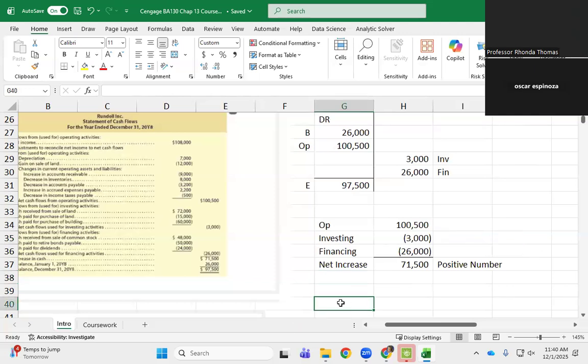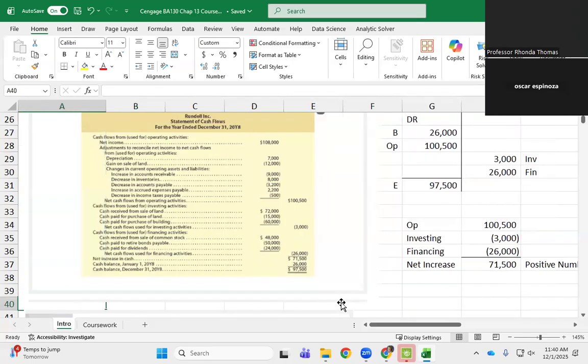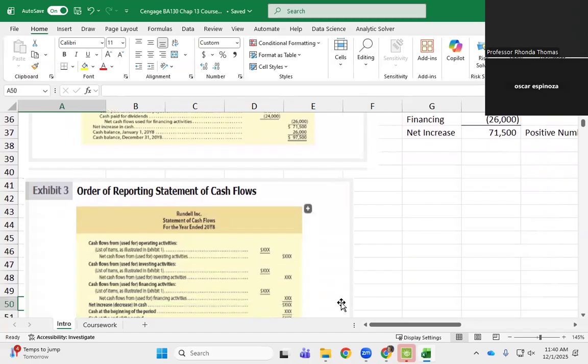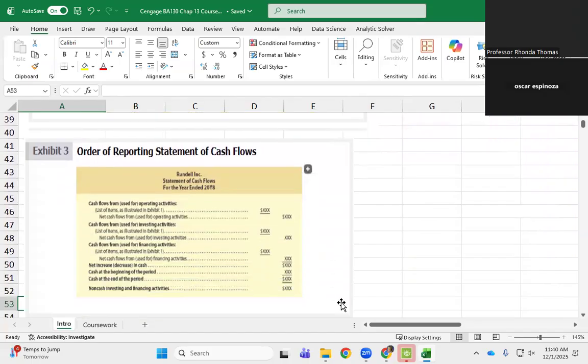What I like about the cash flow statement, at least now that I know more about it and have been teaching about it for a long time, is that you already know what you have to solve.